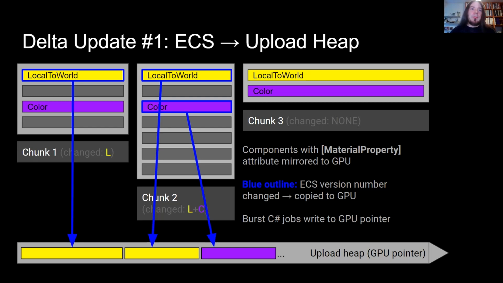The query job writes a simple command stream containing source and destination data offsets for each segment of data. Then we run a following job with access to the mapped GPU upload heap pointer. It copies the actual data arrays from the modified chunks to the GPU visible memory. All of these jobs are burst compiled and scale to all of the CPU cores.